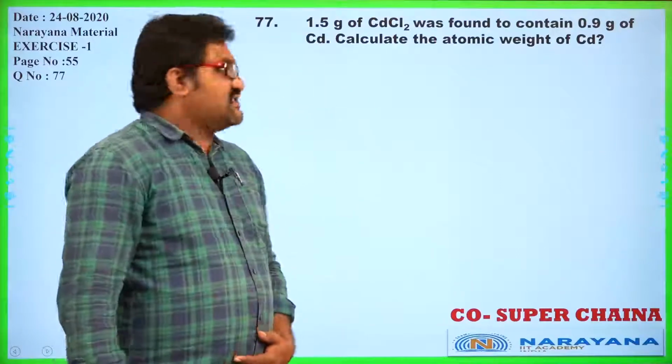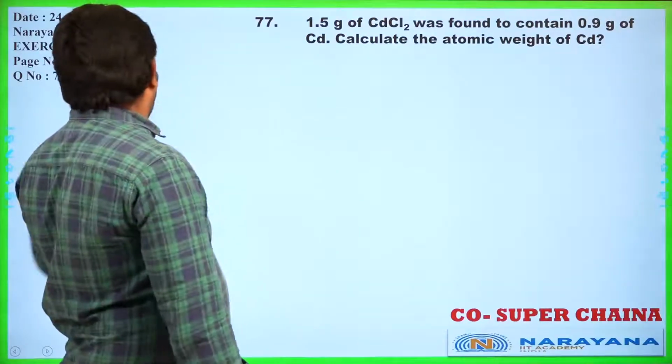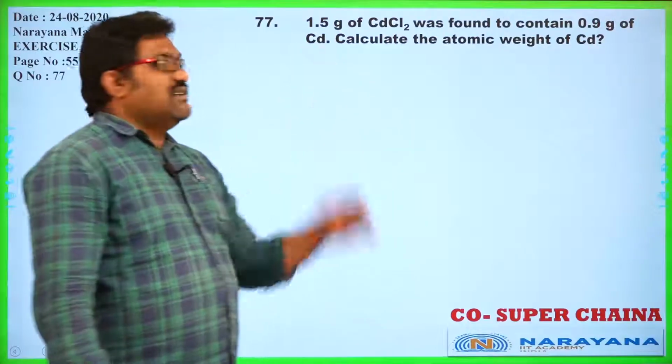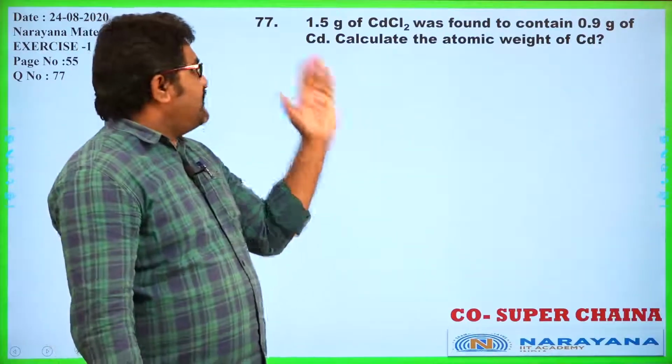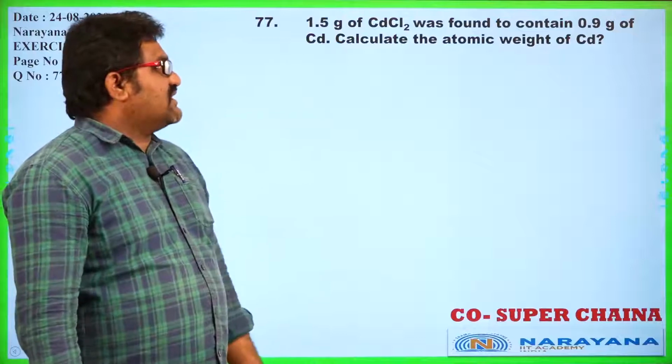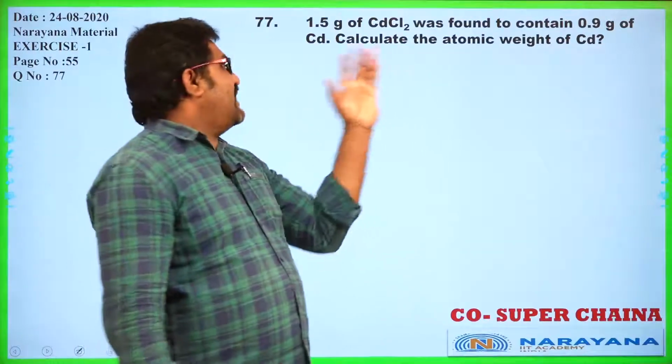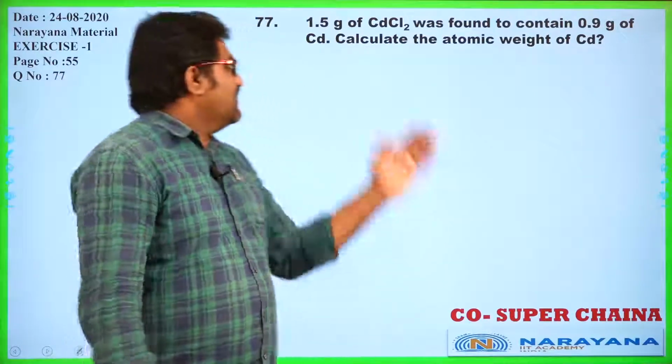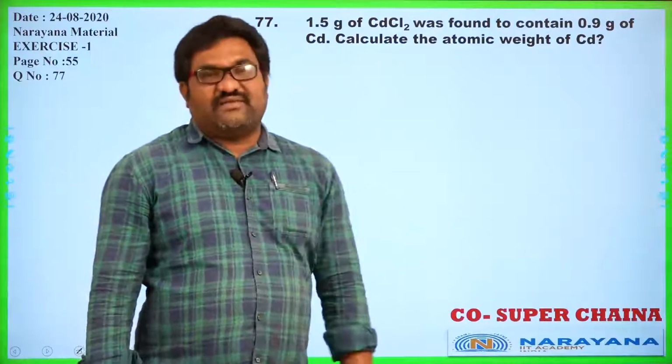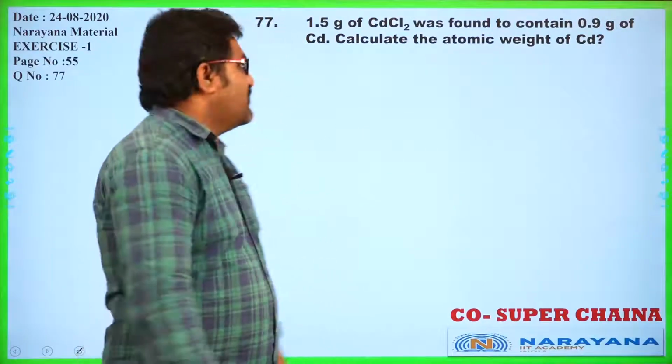Here I am going to the next question, question number 77 from our material, page number 55. Now 1.5 grams of cadmium chloride was found to contain 0.9 grams of cadmium. Calculate the atomic weight of cadmium. This is based on percentage composition actually.